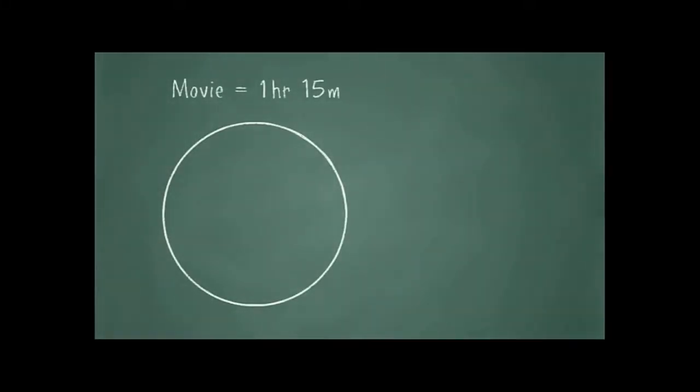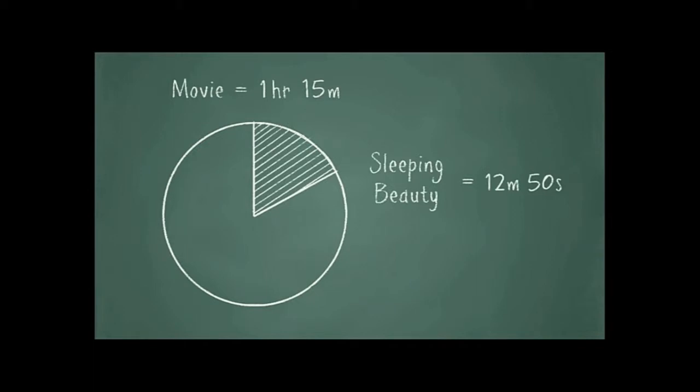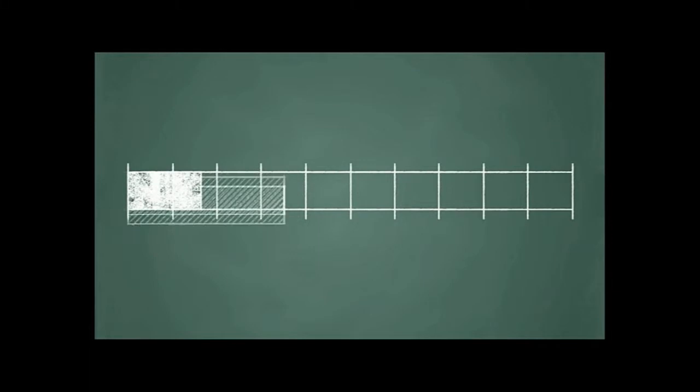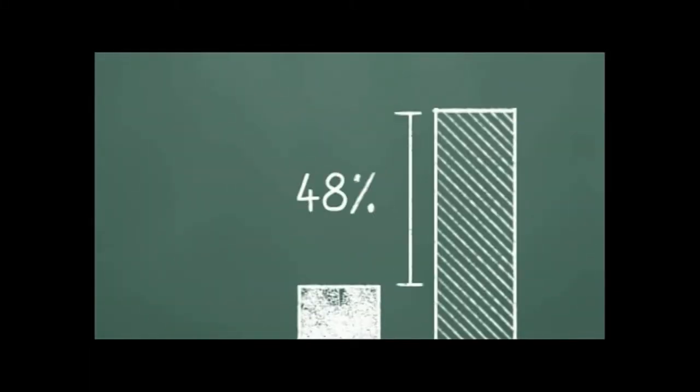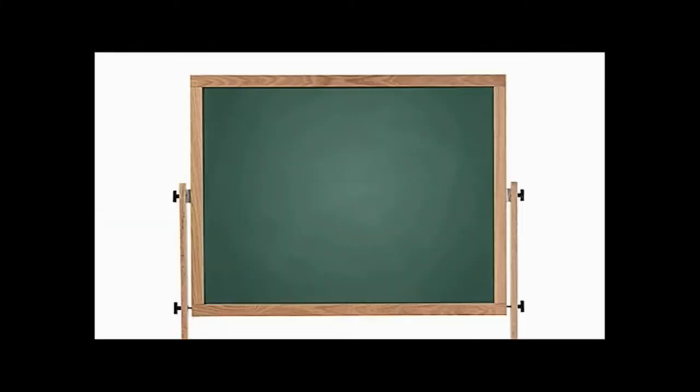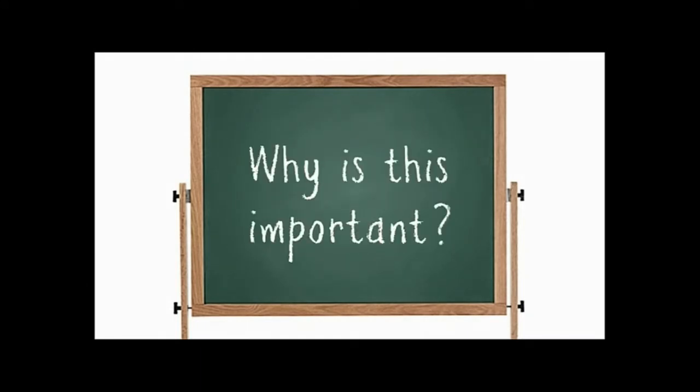Lastly, Sleeping Beauty appears on screen for 12 minutes and 50 seconds. Compare this with the fairies' 26 minutes and 16 seconds. The three good fairies are in Sleeping Beauty 48% more than Sleeping Beauty herself. At this point, you're probably thinking, why is this important? Why does any of this matter?